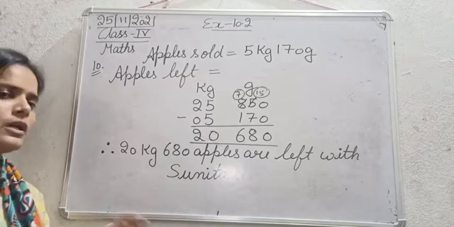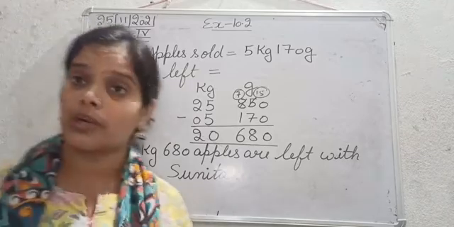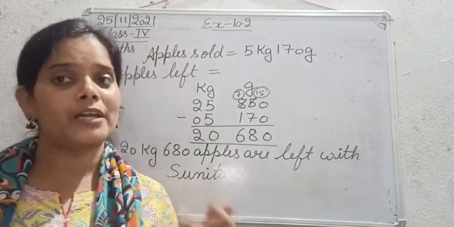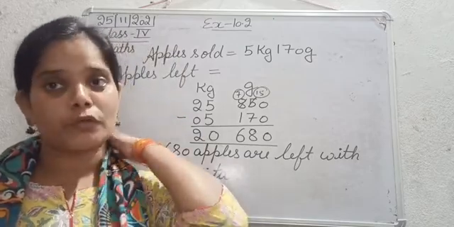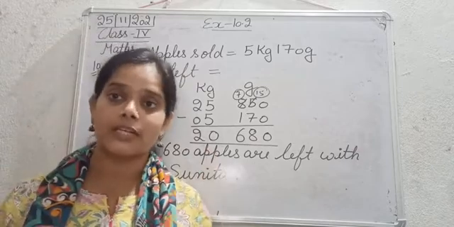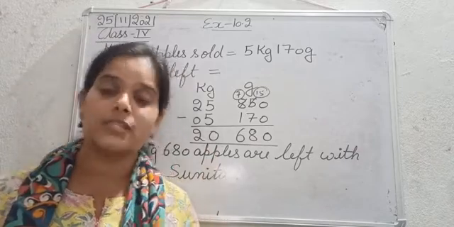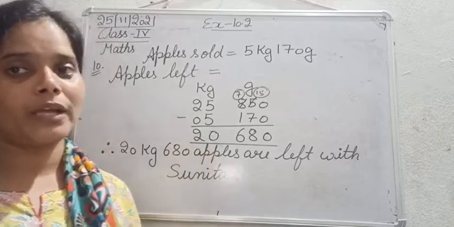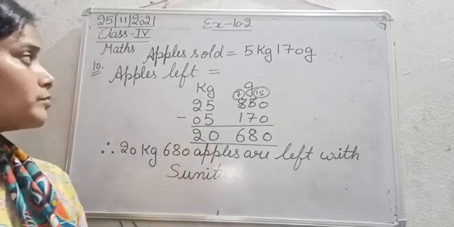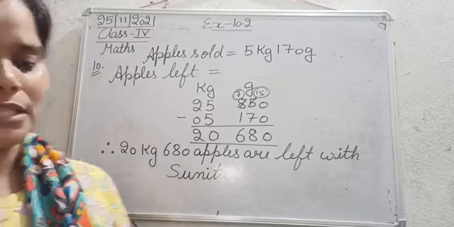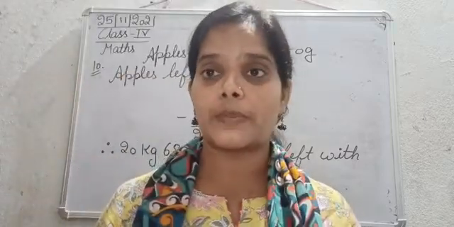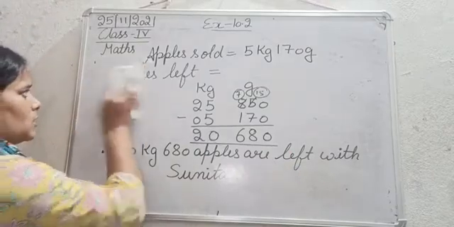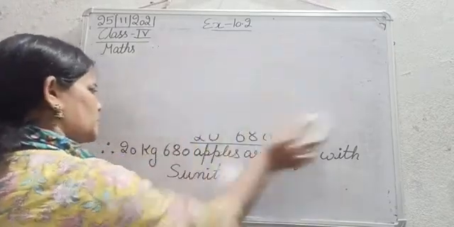Okay, so first of all we have calculated the 1/5 of the total quantity of apples that was being sold, and after finding 1/5 of the total quantity, we subtracted that quantity from the total quantity of apples so that we can get the apples that are being left, right? So with this we have completed question number 10. So let's begin with the next question, that is question number 11.